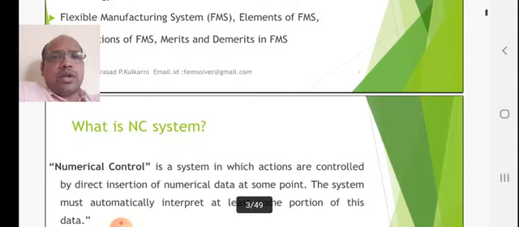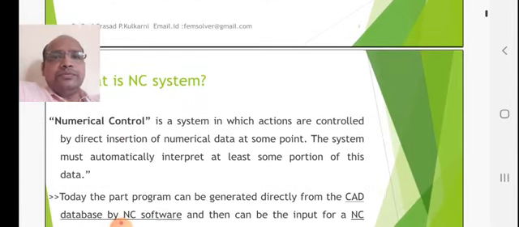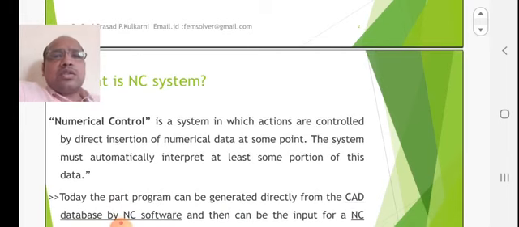First of all, understand what is ENC system. A numerical control system is a system in which actions are controlled by direct insertion of numerical data at some point. This system must automatically interpret at least some portion of this data. In numerical control system, data is inserted and that data is in a form of numbers, letters and symbols.